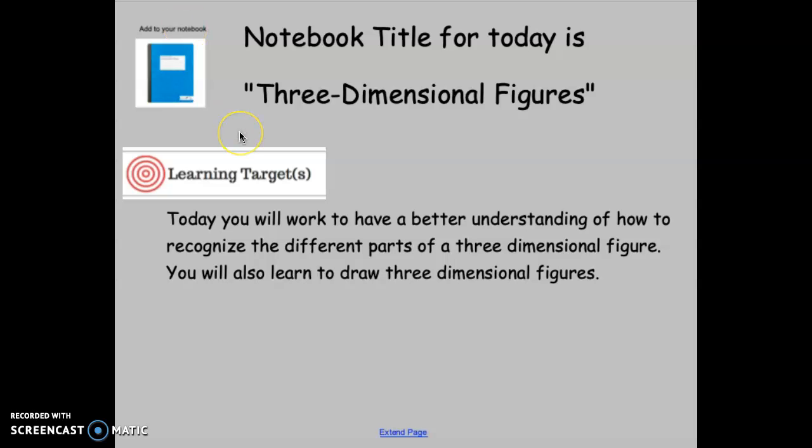So our title today is just going to be three-dimensional figures, and our learning target today is you will work to have a better understanding of how to recognize the different parts of a three-dimensional figure. You will also learn how to draw three-dimensional figures. So a couple different learning targets there. Make sure you copy that into your notes.